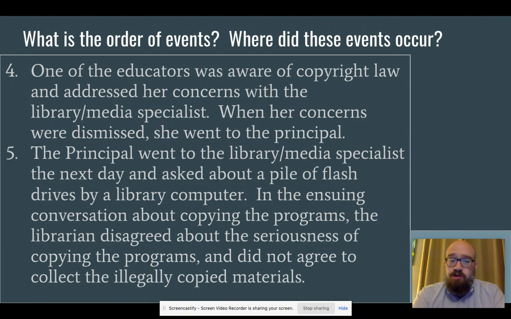The next day, the administrator went to the librarian, the media specialist, and asked about a pile of flash drives that just happened to be next to a library computer. In the ensuing conversation about copying programs, the librarian disagreed about the seriousness of copyright violation and did not agree to collect the illegally copied materials. At one point, the media specialist actually essentially threatened to go above the administrator and go directly to the PTA board and mention how much money was being saved by her illegally copying the software.